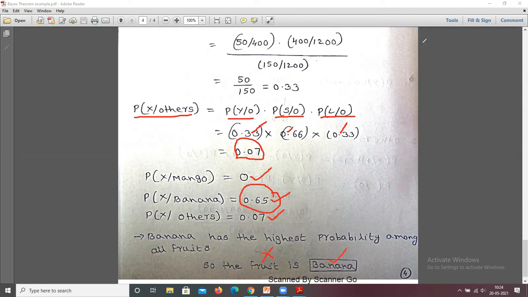Okay, so this is the example for Bayesian classification, the Naive Bayes algorithm. We will see one more example for this.